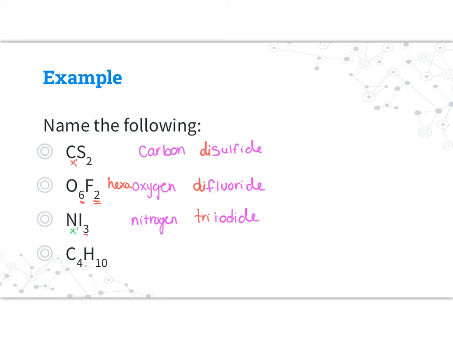So sometimes you might say, instead of pentaoxide, you might see pentoxide. So it's okay to drop that ending of the prefix if there's two vowels right next to one another.